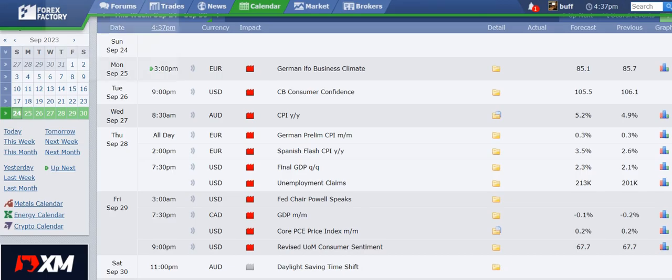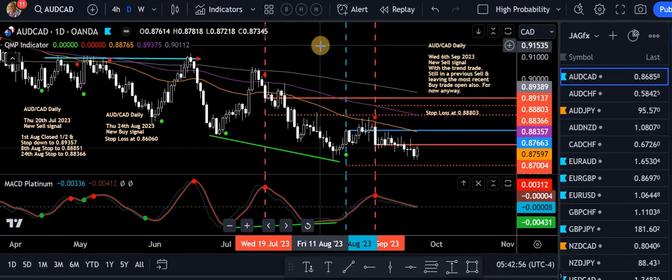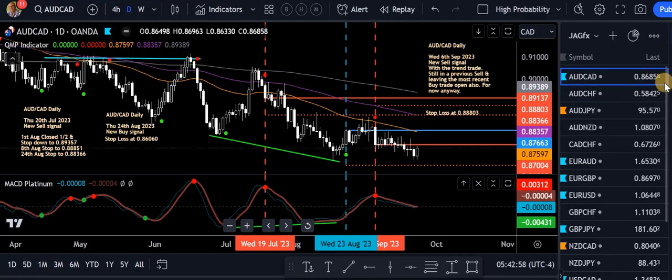All right, let's get into the charts. Right, it's TradingView. This is my watch list on the right. Alphabetical order. These are just a sample of pairs. It's not all 28 pairs. There is a pair I'm getting rid of.